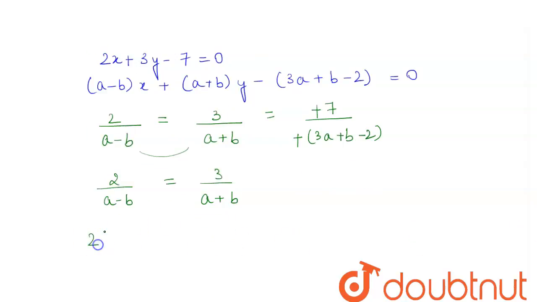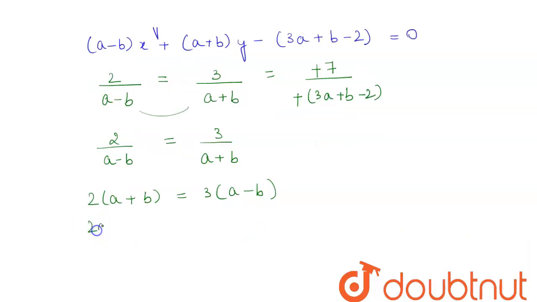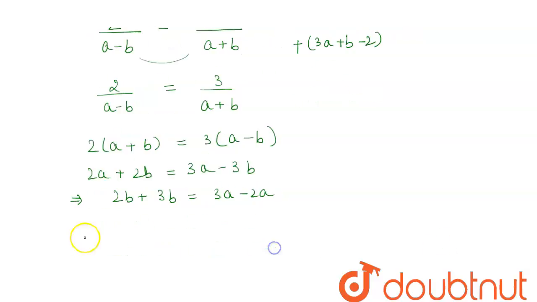Cross multiplying, we will get 2 into (a plus b) is equal to 3 into (a minus b). This will give us 2a plus 2b is equal to 3a minus 3b. And if we take coefficients of b on one side and a on one side, we will get 2b plus 3b is equal to 3a minus 2a, and this gives us the value of a as 5b.